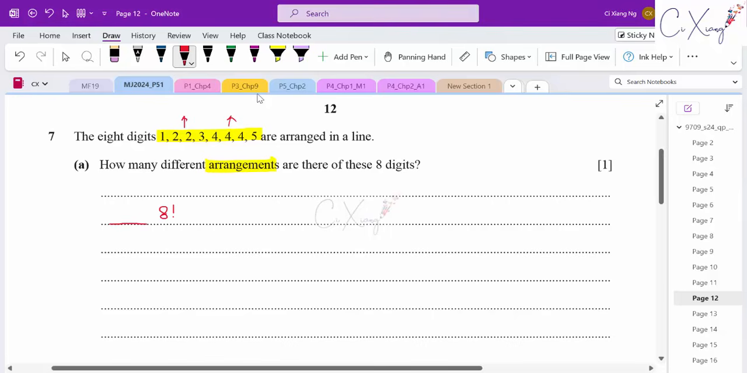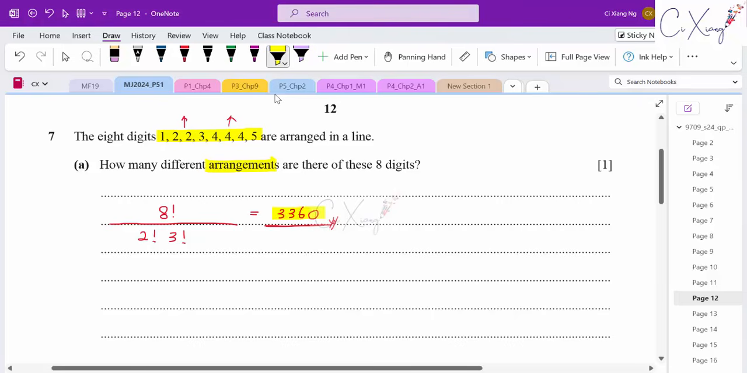But because out of these 8 digits I have some identical numbers, I'm having 2, 2, so you have to divide by 2 factorial. I have 3 fours, so you have to divide by 3 factorial. So this is what we get, 3360. Simple and straightforward.